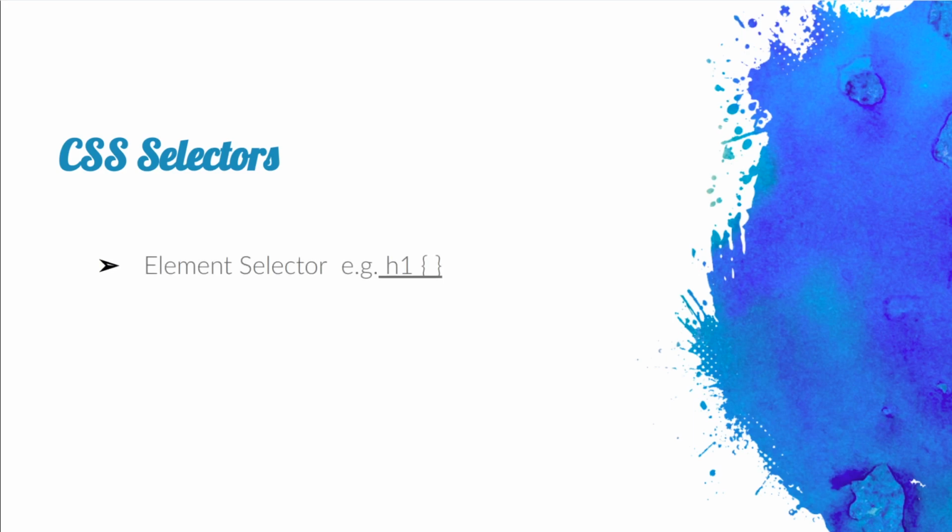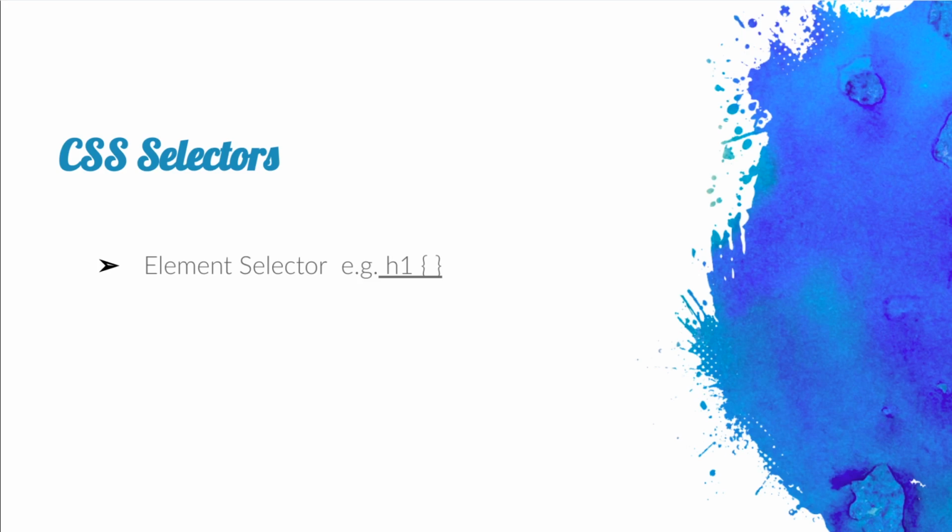The first selector is called the element selector, and for example I have specified h1, that stands for heading, and inside curly braces you can apply any style to the h1 element. So here, suppose I specify color equal to blue, then all the headings on my web page will be blue. In this way you can use the element selector to apply style to h1 elements. But this is applying style to all the heading elements present in your web page.